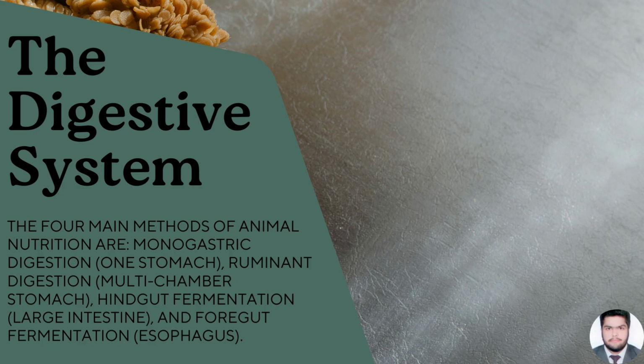The digestive system. The four main methods of animal nutrition are monogastric digestion, one stomach, ruminant digestion, multi chamber stomach, hindgut fermentation, large intestine, and foregut fermentation, esophagus.